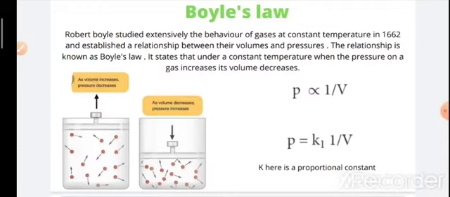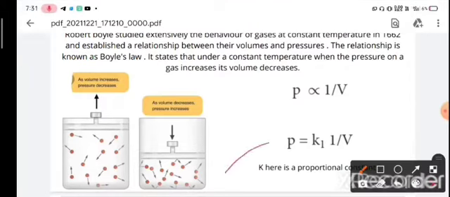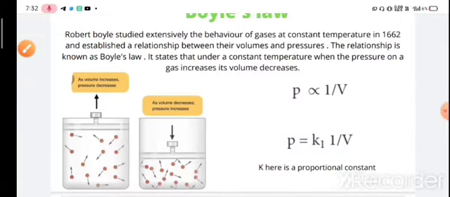It means that at constant temperature, the product of the pressure and the volume of a fixed amount of gas is constant. Here you can see that P is equal to K1 upon V1. In this relation, K is a proportionality constant. It has a constant value itself.